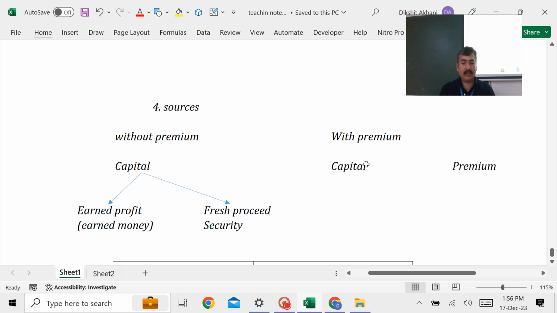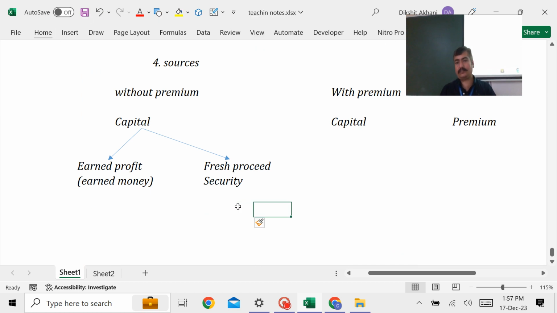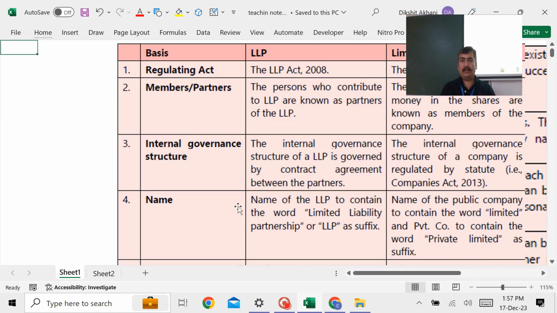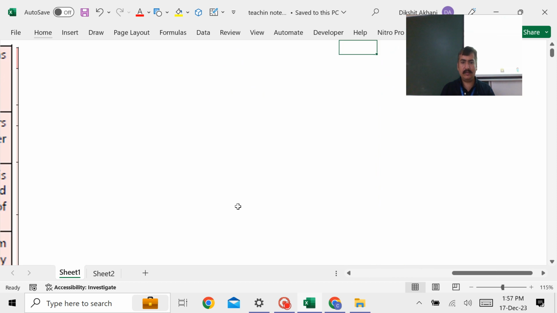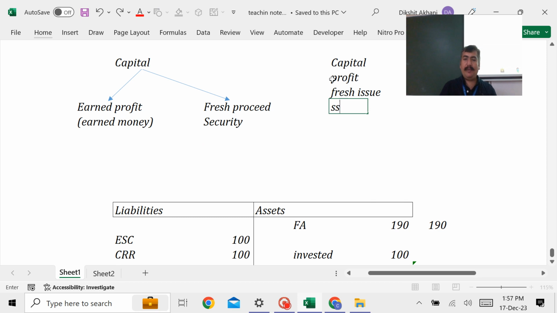ध्यान रखिए गाइस, when I talk about the capital, guys, the same point. You have either you pay out of the profit or you go with the fresh issue. ठीक है. बट प्रीमियम में थोड़ा पंगा होगा भाई. प्रीमियम थोड़ा कंट्रोवर्शियल है पढ़ने में, ध्यान रखना. कंट्रोवर्शियल मींस लाइक थोड़ा दिमाग ज्यादा लगाना है आप लोगों को.